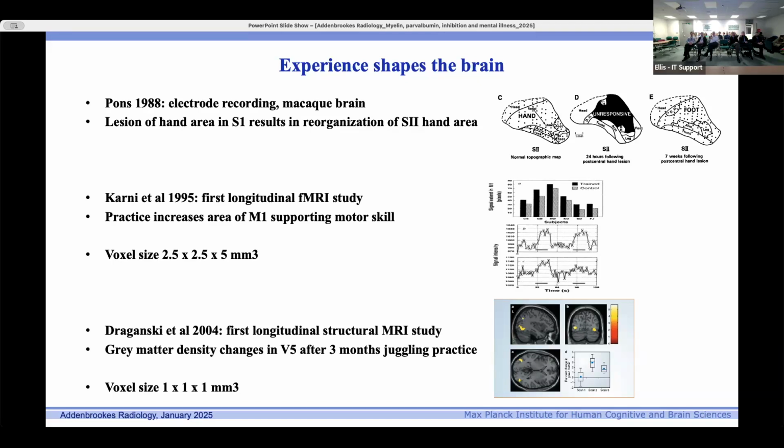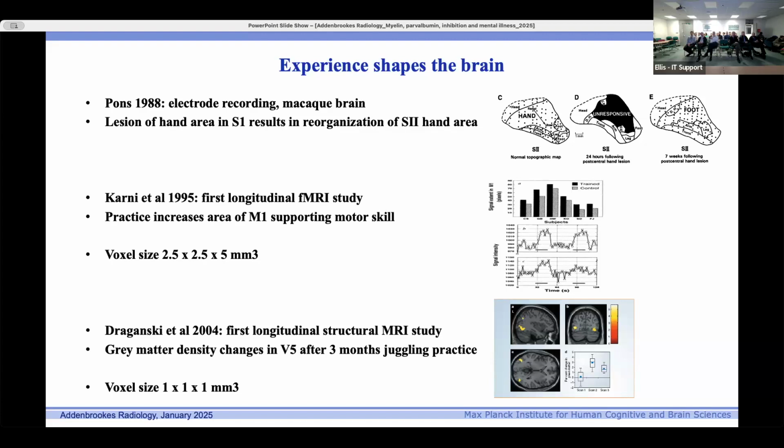And then there was a paper by Avikani et al. This is in the lab of Leslie Ungerleider, the first longitudinal fMRI study, which I happen to be the MRI physicist involved in. And this showed that if you practice a particular finger tapping task, you actually increase the area of primary motor cortex which supports that skill.